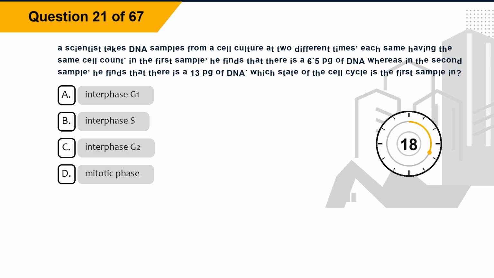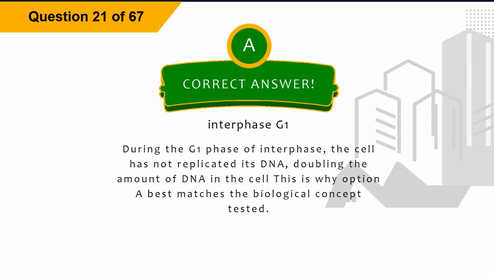In the first sample, he finds that there is 6.5 pg of DNA, whereas in the second sample, he finds that there is 13 pg of DNA. Which state of the cell cycle is the first sample in? Option A, interphase G1. Option B, interphase S. Option C, interphase G2. Option D, mitotic phase. The correct answer is option A, interphase G1.